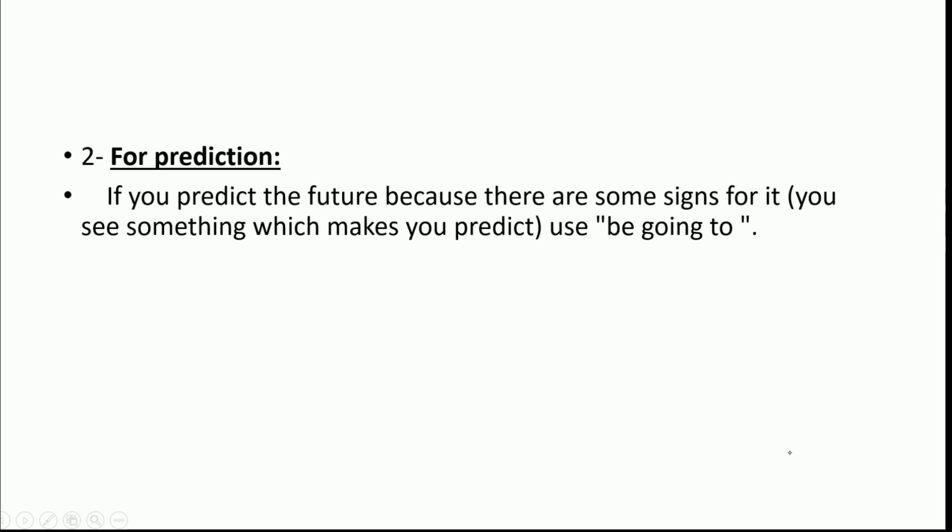For prediction. Again, we use will and be going to for prediction. If we see something that tells us about the future, we use be going to. Like, look at those clouds. It's going to rain. If we see someone who is walking using the mobile phone and there is a hole, he's going to fall. How can we know? How can we predict? We see. So when we predict because we see, we use going to.